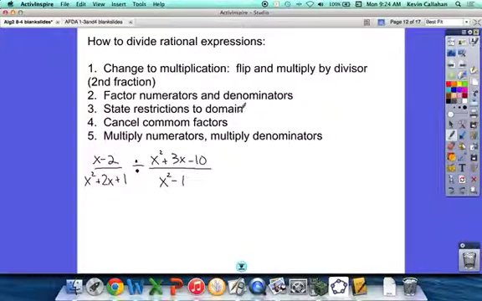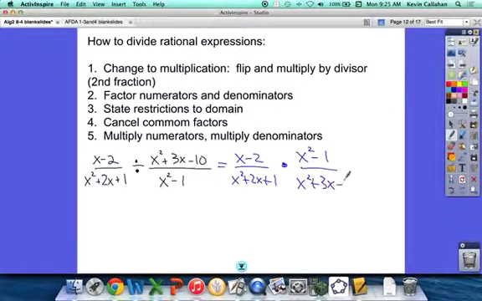Flip, right? So this step looks like this. X minus 2 over x squared plus 2x plus 1, times, right? Turn that into a multiplication. X squared minus 1 over x squared plus 3x minus 10. Right, that's the first step. Turn this division problem into a multiplication problem. Check.